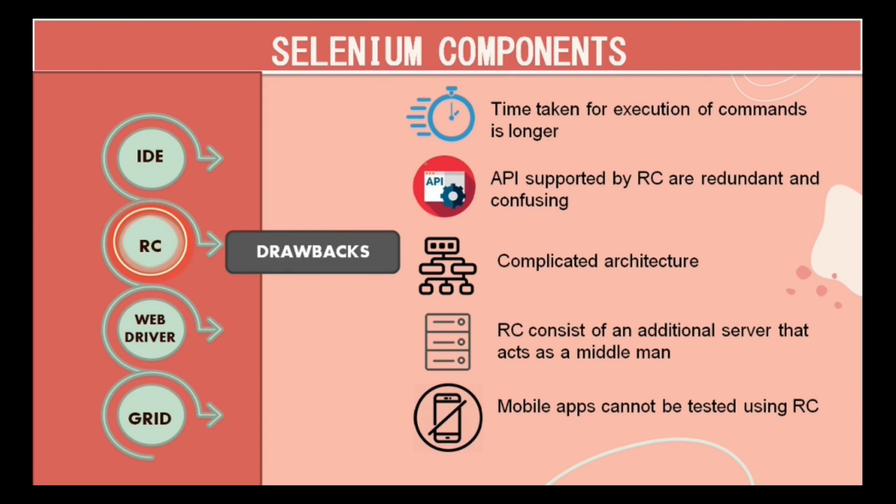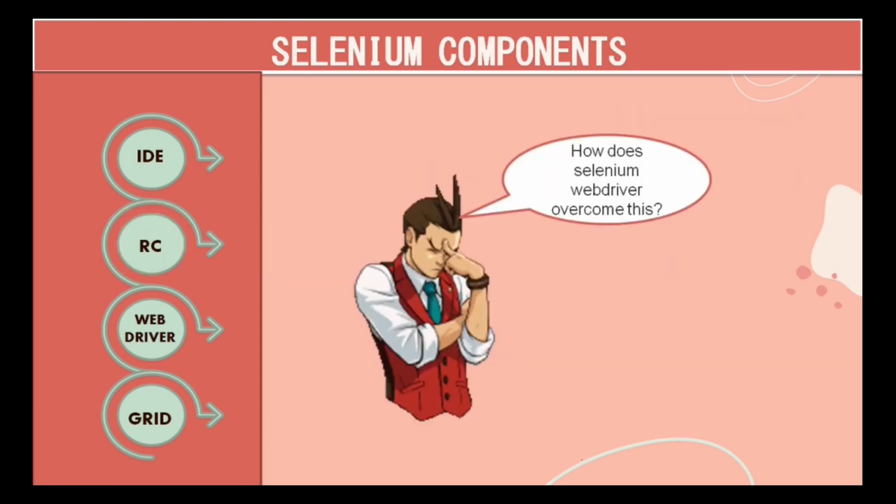The APIs supported by RC are redundant and confusing because one command has many meanings. It has a lot of meaning for one command. Like suppose there is a command called click and click at. So which one to use? It's very confusing for the developers. Then there is complicated architecture. RC consists of an additional server that acts as a middleman. Also the mobile apps cannot be tested using RC. So these are the drawbacks of RC.